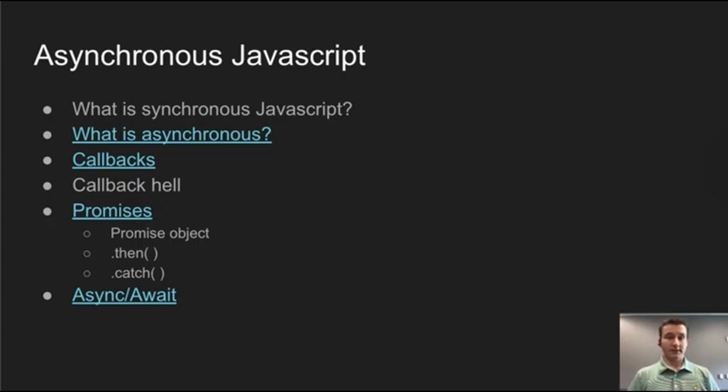Okay, so let's look at asynchronous JavaScript. What is asynchronous JavaScript? Synchronous programming is what we've been doing so far. JavaScript reads and executes the application from top to bottom, left to right. Asynchronous programming is the opposite of this. It is a cornerstone of how Node.js works, so it'll be important moving forward.